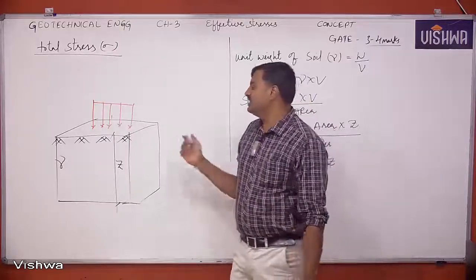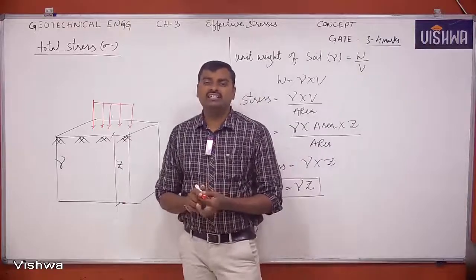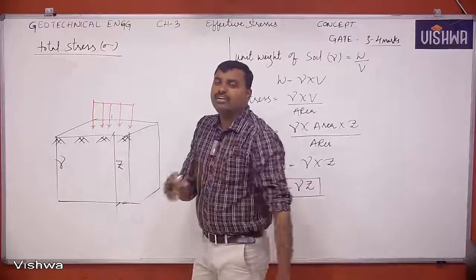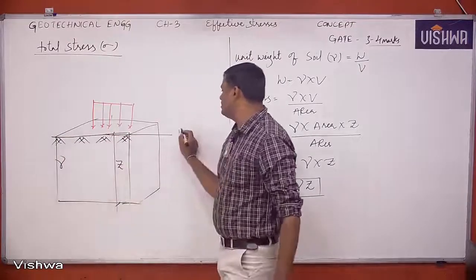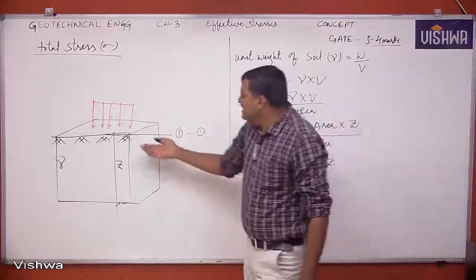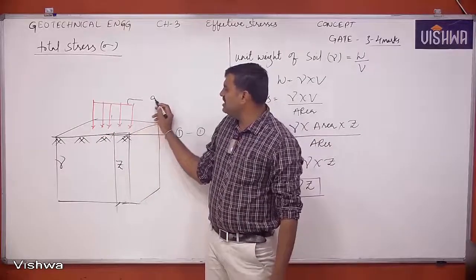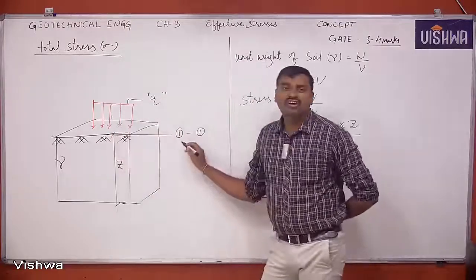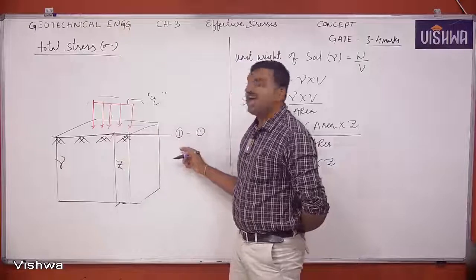Now you can calculate this total stress at any point in the given soil section. Let us take any plane instead of a point. I am considering this plane. At this plane, I will assume some section 1-1. At the top of the plane, what will be the total stress? Here there is a surcharge of Q, and this is the only acting stress at plane 1-1. This will be the external surcharge due to which stress will act at 1-1.